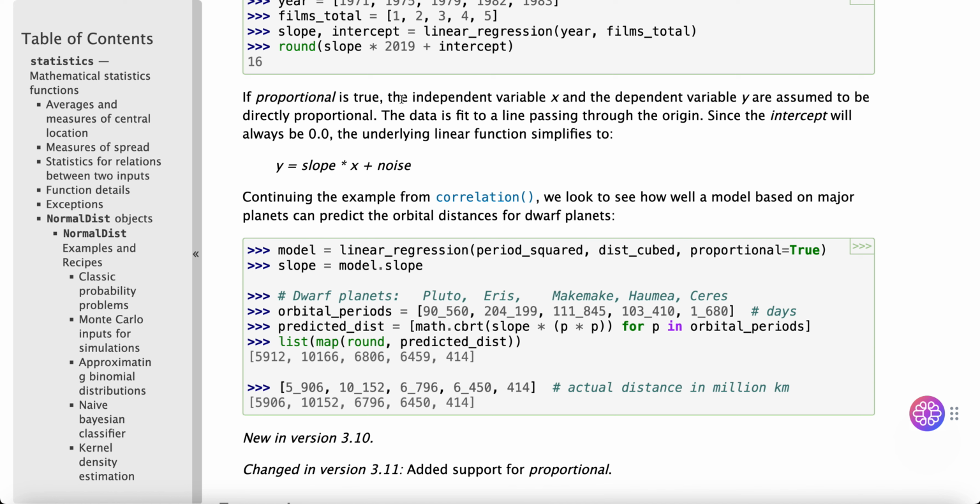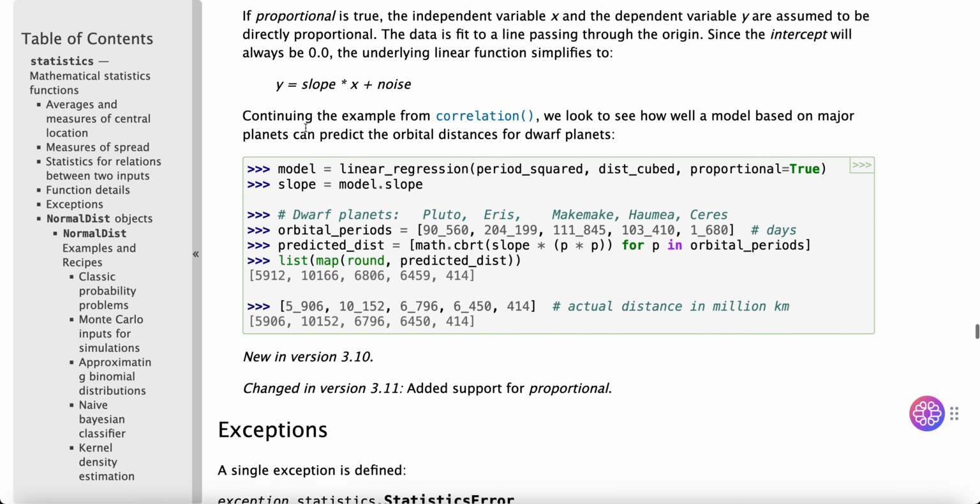If proportional is true, the independent variable x and dependent variable y are assumed to be directly proportional. The data is fit to a line passing through the origin. Since the intercept will always be 0.0, the underlying linear function simplifies to y = slope * x + noise.